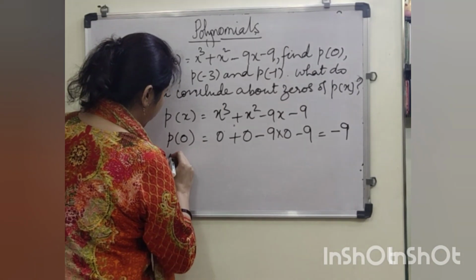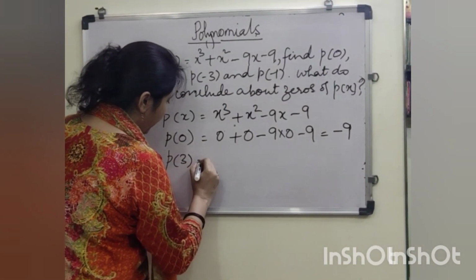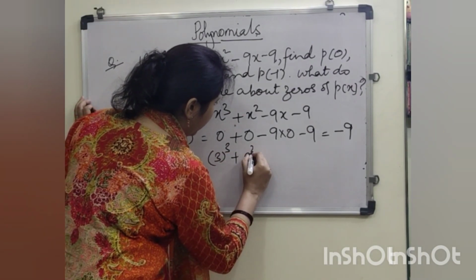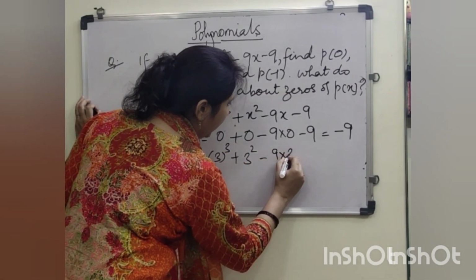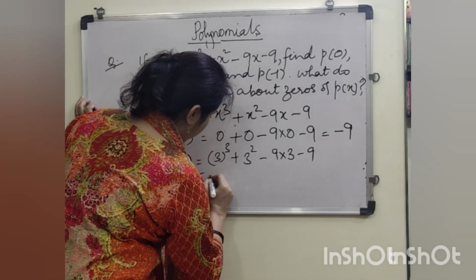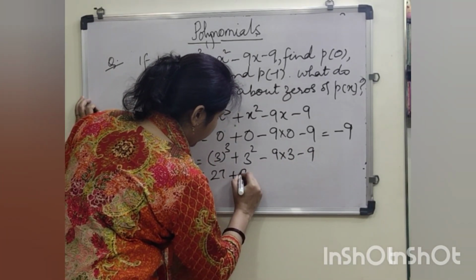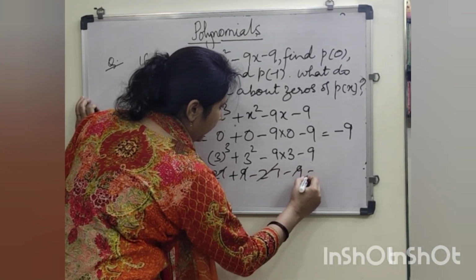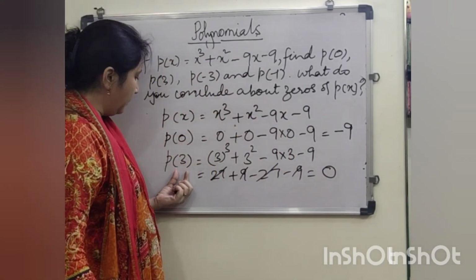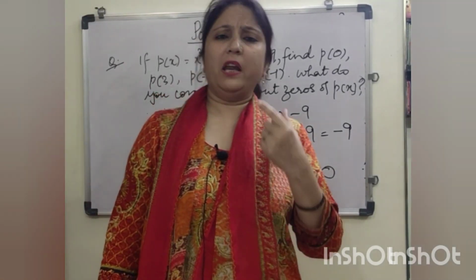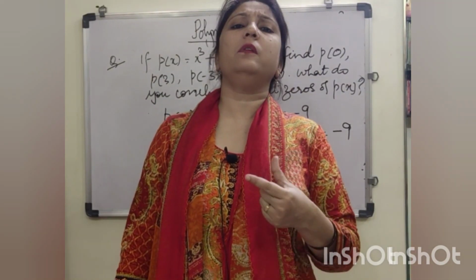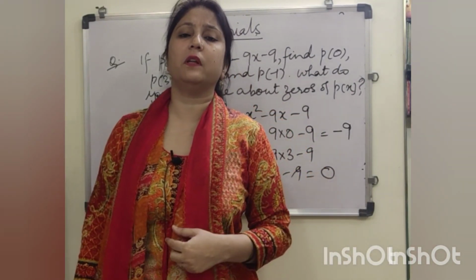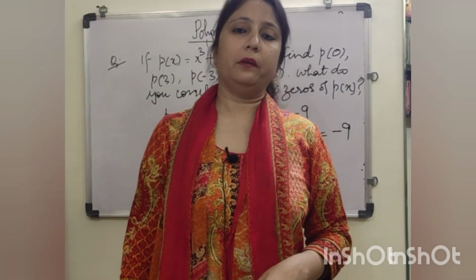Now let's check for p(3). It is 3 cube plus 3 square minus 9 into 3 minus 9. So it is 27 plus 9 minus 27 minus 9. Children, just see. Here you get 0. That means if p(3) is 0 means 3 is the zero of the polynomial. Means x is equals to 3 is the zero of the polynomial.